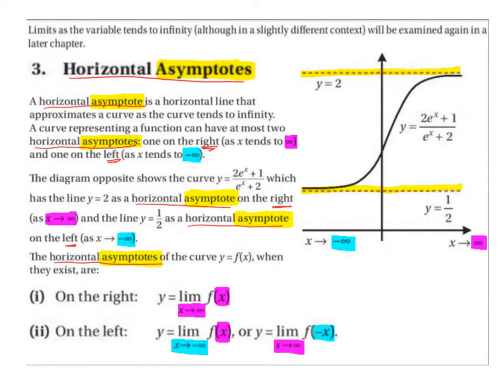So the horizontal asymptotes of the curve y equals f of x, when they exist, are on the right, y equals the limit of f of x as x approaches positive infinity, and on the left, y equals the limit of f of x as x approaches negative infinity, which we know now that we can rewrite as y equals the limit of f of minus x as x approaches positive infinity.